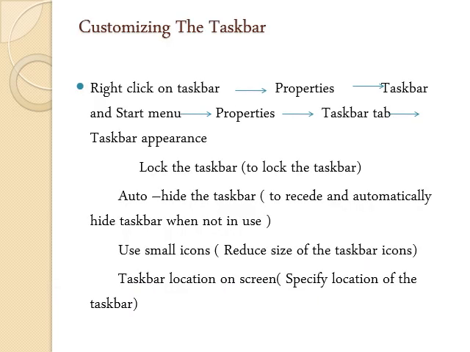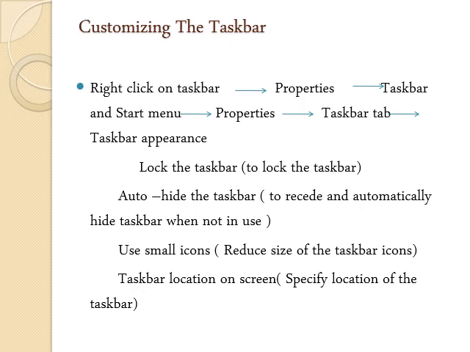Now, customizing the taskbar. So how will we customize the taskbar? First we will right click on the taskbar, then we will get the properties option. From the properties option we will click on the taskbar and start menu. This dialog box appears. After that, from there we will click on the taskbar tab. This taskbar tab will be opened.